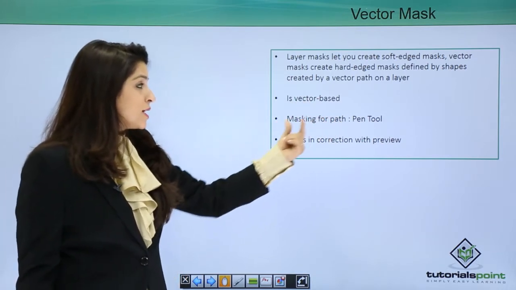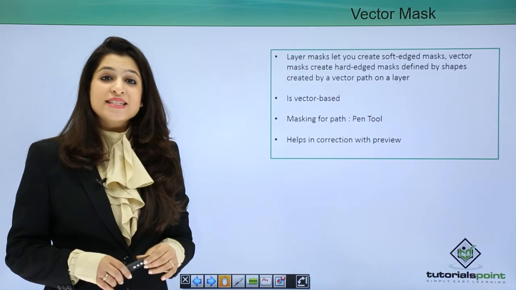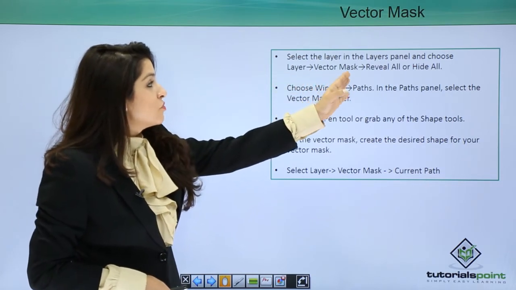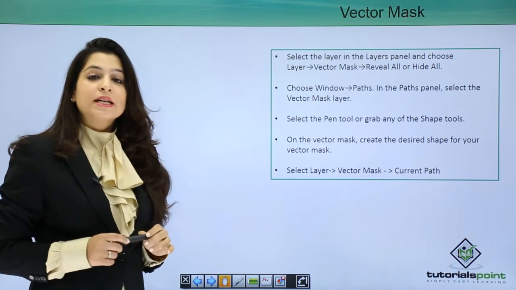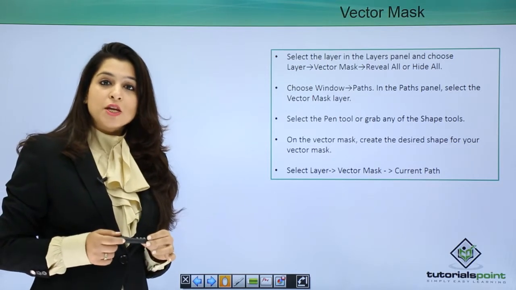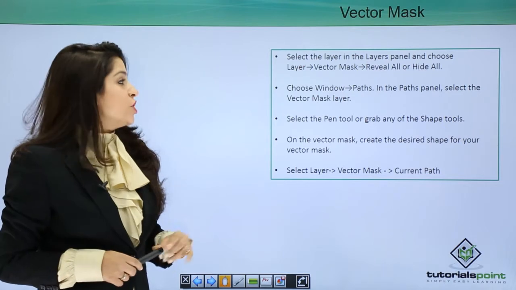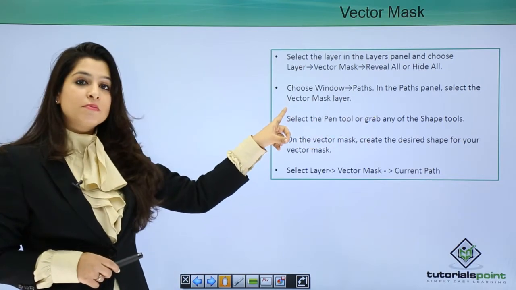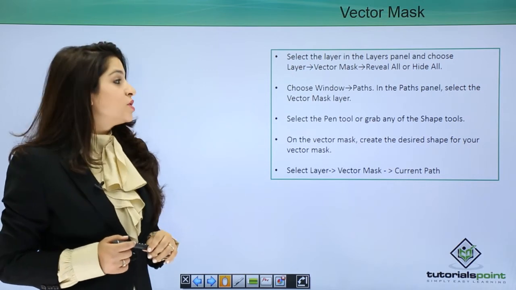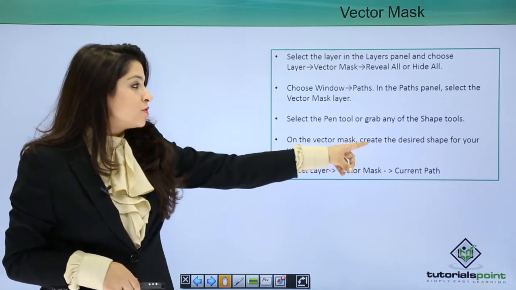Like I said, it's vector based, it's used with a pen tool, and it helps in correction with the preview. So let's understand how we create vector masks. To apply the vector mask, we can go to layer, select vector mask and say reveal all or hide all. Vector masks are created in the path area. If your path area is not visible, you can go to the Window menu and click on Paths, and you will have a Paths panel on the right hand side wherein your vector mask will be available. Select the vector mask which was created in the first step. Now you grab the pen tool and start creating a shape. That shape is now creating a vector mask. So you create that vector mask for your desired shape.